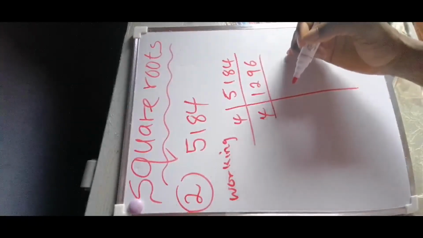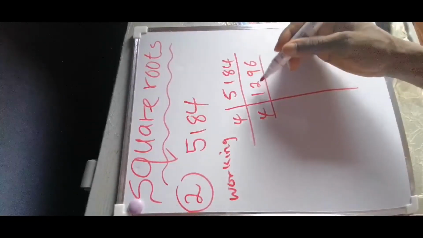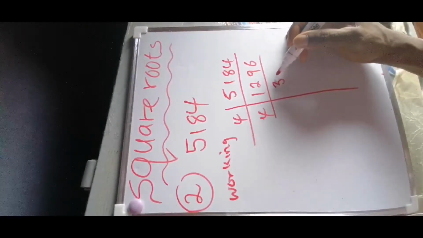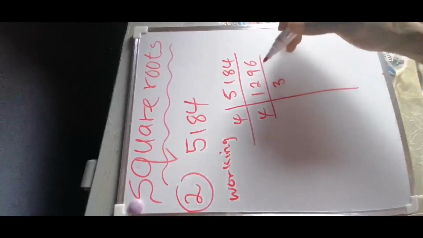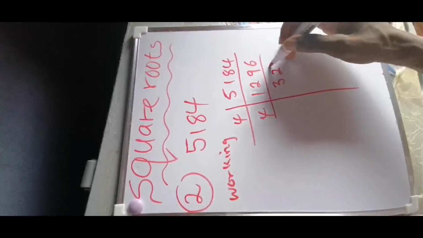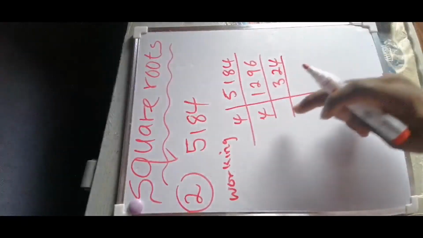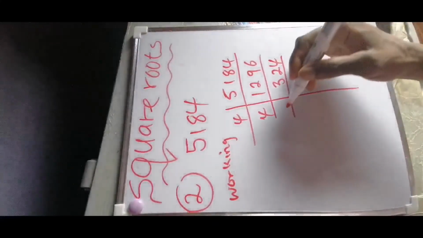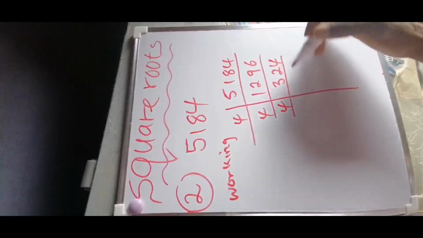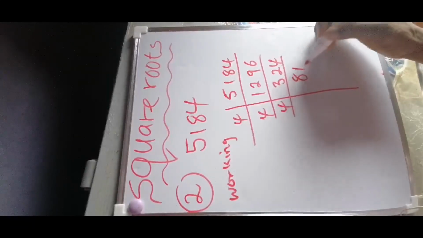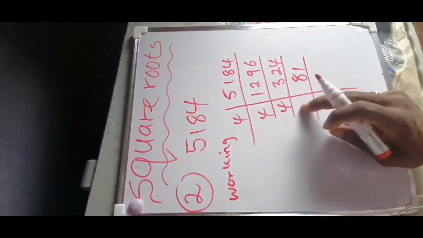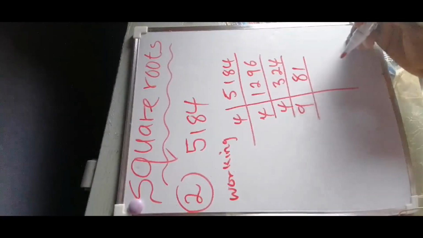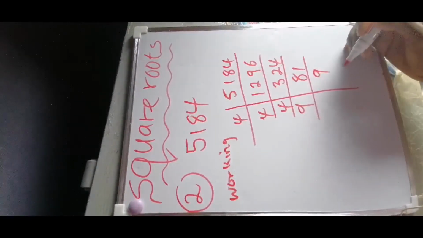Let's use 4 again. 4 will enter 1,296, 324. Again, we are going to use another number that will divide this number. So 4 again will enter. 4 into this number is 81. Again, which number are we going to use to divide 81? Definitely 9 will enter 81 9 times.